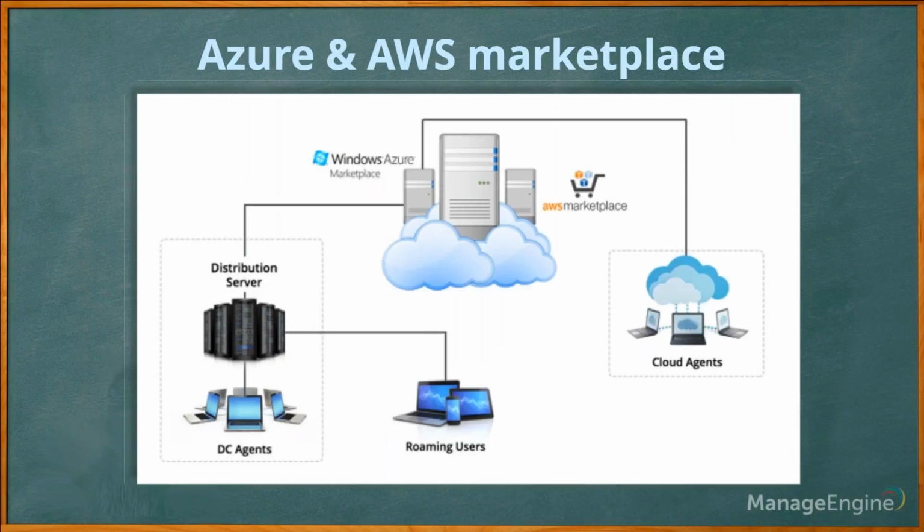Okay, right. So, Azure and AWS Marketplace. You also have the option to place the Desktop Central server in AWS or Azure. There are advantages to placing your server in the cloud. For example, if you're managing more roaming users, having the server in the cloud will be an advantage. It is also a cost-effective solution.